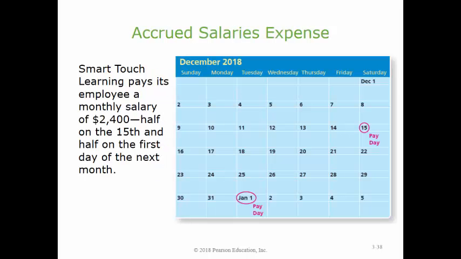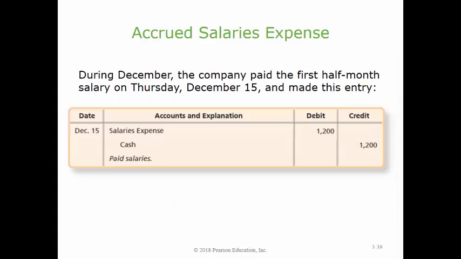Assume that Smart Touch Learning normally pays its employees a monthly salary of $2,400. Smart Touch Learning typically pays half the salary on the 15th of the month and the remainder on the first day of the next month. On December 31st, Smart Touch Learning will need to recognize that it owes its employee for 1/2 month of salary, or $1,200.